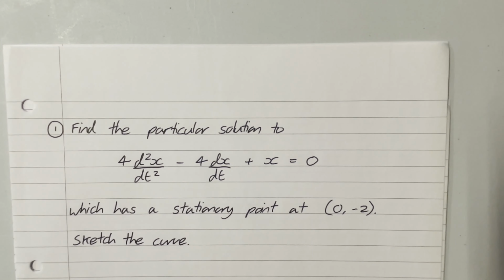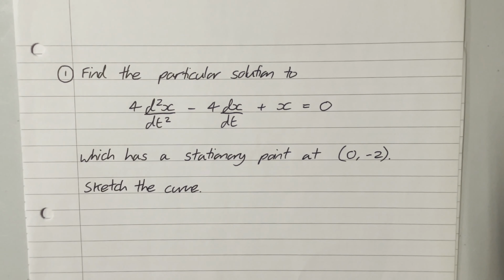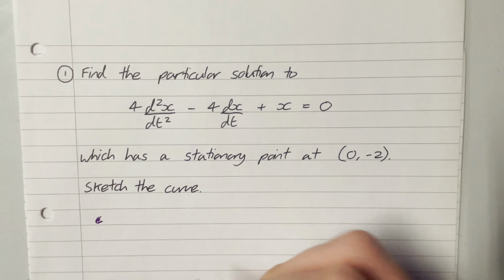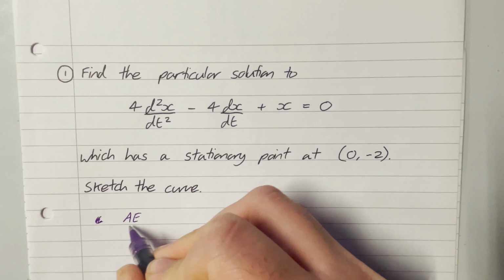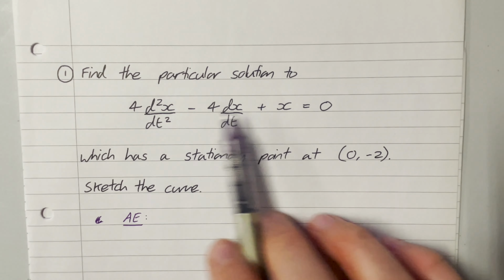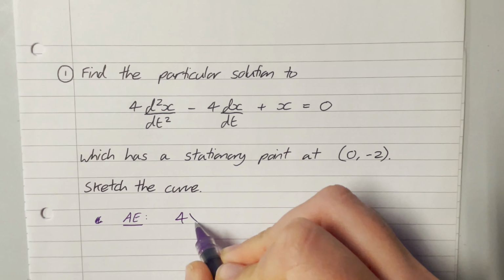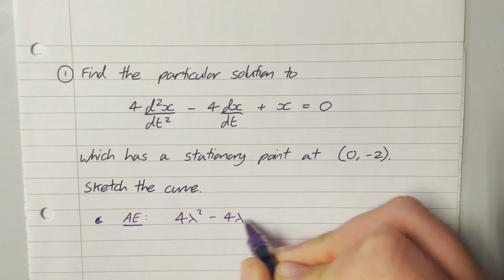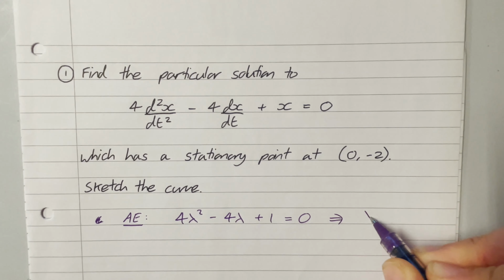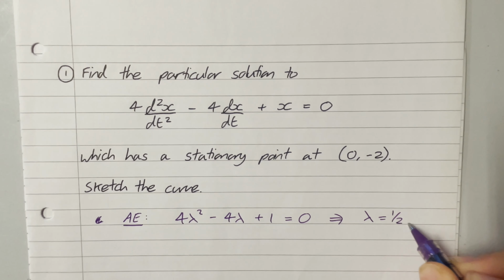So, first one. We're going to find the particular solution of this differential equation. This is a homogeneous one, which has a stationary point at (0, -2), and then we're also told to sketch the curve. So, jump straight, oh no, we don't need a complementary function. Jump straight to the auxiliary equation, because the right hand side is 0, so there's no particular integral required for this one. So that's going to be 4λ² − 4λ + 1 = 0, and that tells me that λ is a half, or a half.